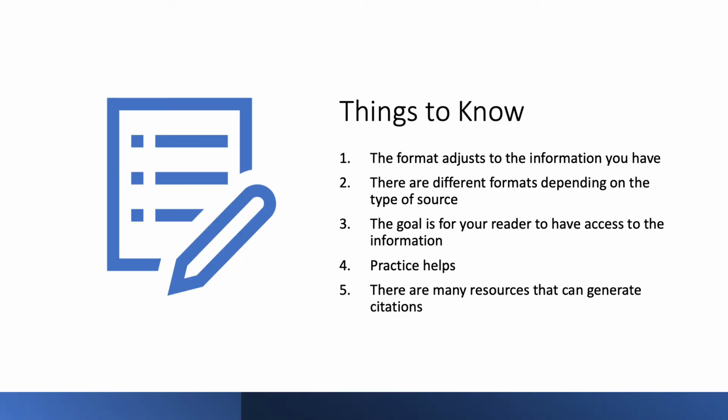There are a few things to know as you get started with your citations. The first is that the format does adjust to the information that you actually have. So there will be times that you don't have all of the information. The information simply doesn't exist that a format might call for. For instance, it may have a volume number, but not an issue number. It may have a URL if it's a web source or a source that lives digitally, but it also may be a print source that does not have a URL. In each of these cases, you include the information that you do have, and you can leave out the information that simply isn't relevant to that source.